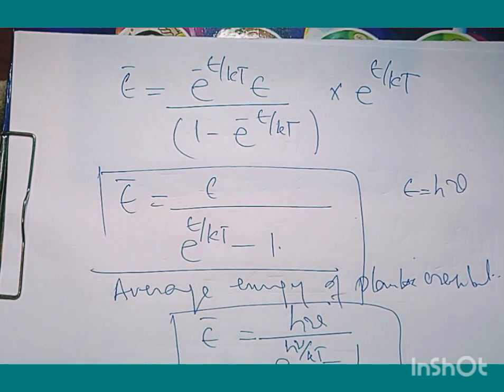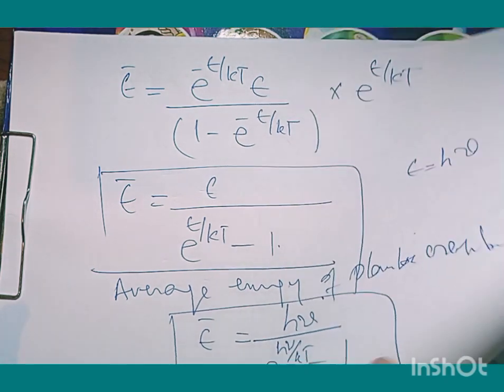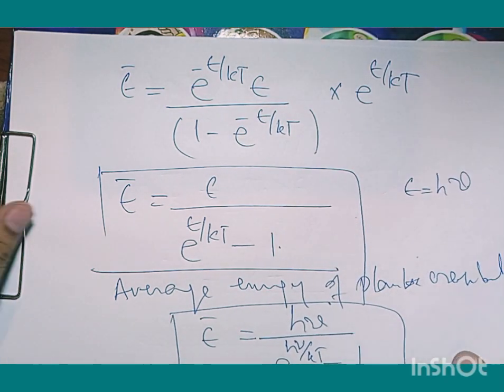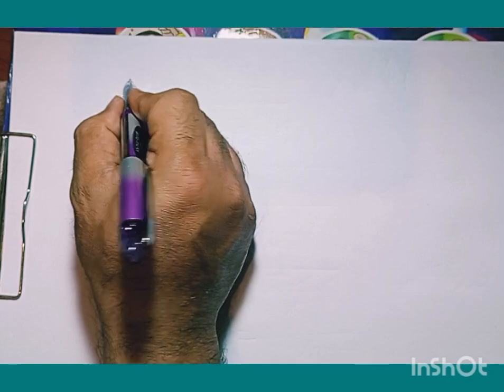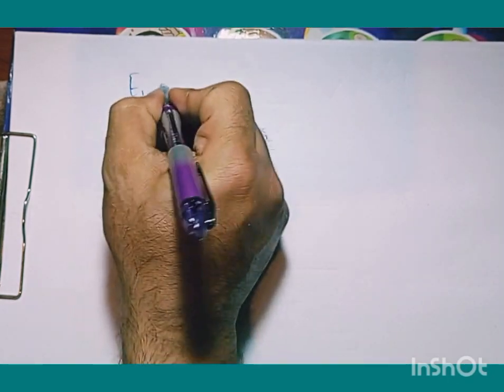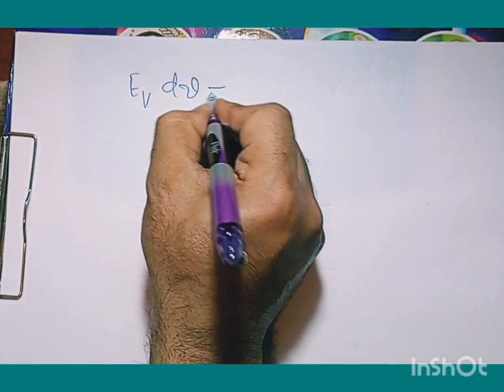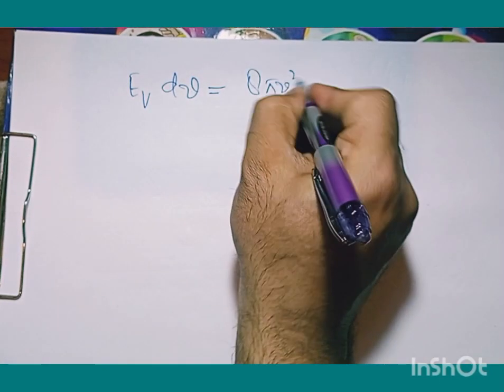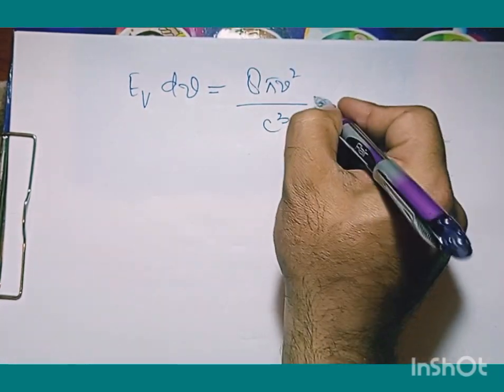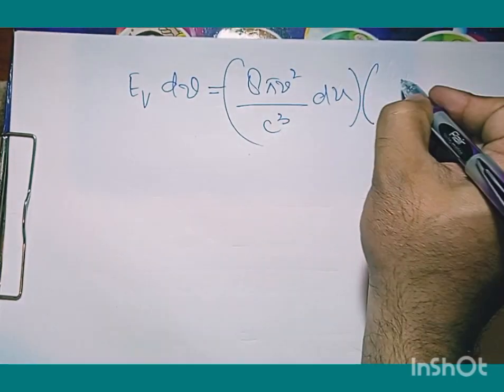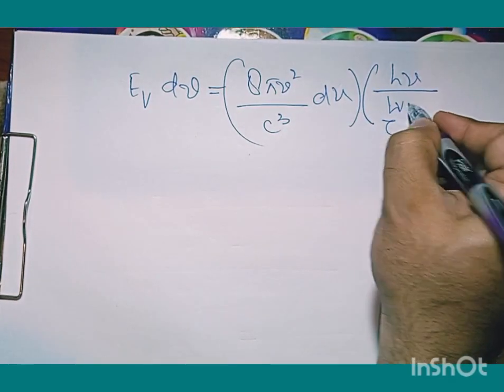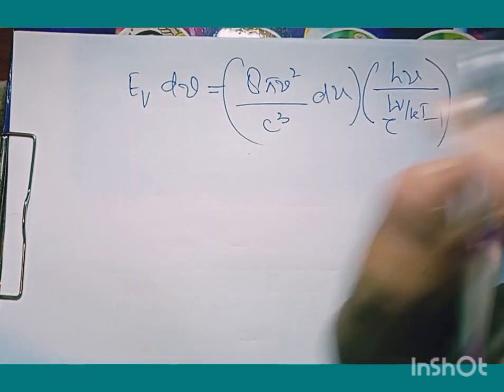Now, the energy density belonging to the range. We are talking about the energy density over a range, and that range is d nu, between nu and nu plus d nu. That can be obtained by multiplying this average energy that we have. Let me call it E nu d nu. That will be 8 pi nu square by c cube d nu times h nu by e to the power of h nu by kt minus 1.